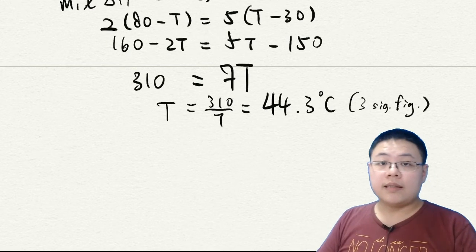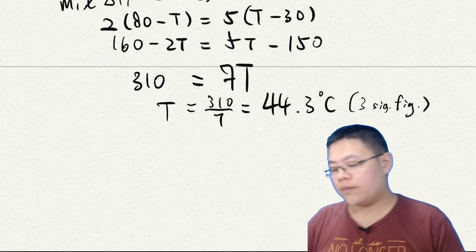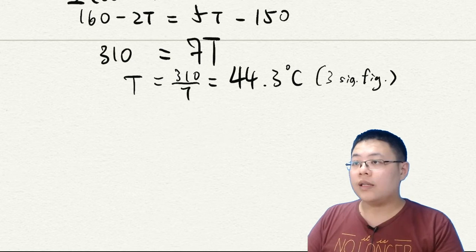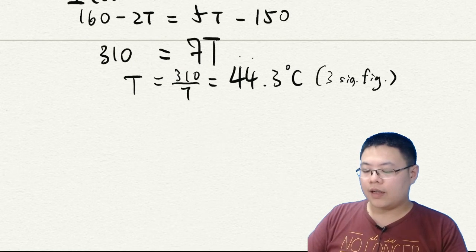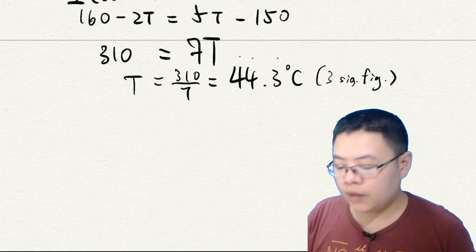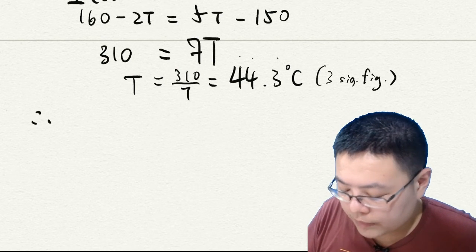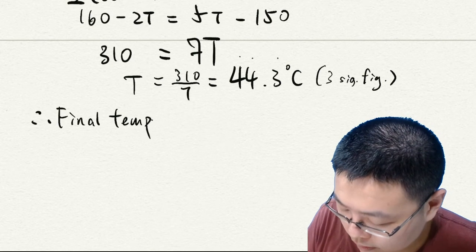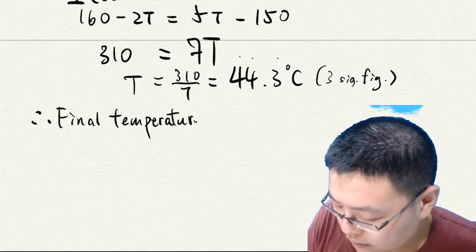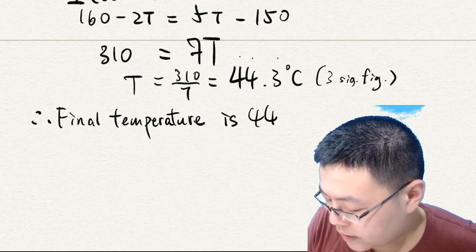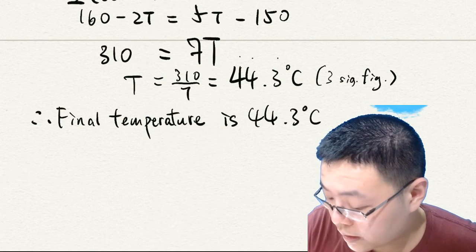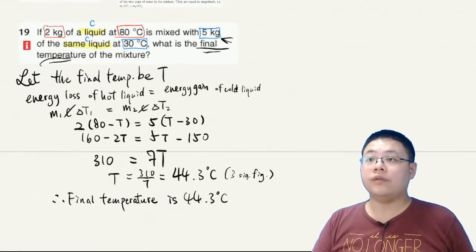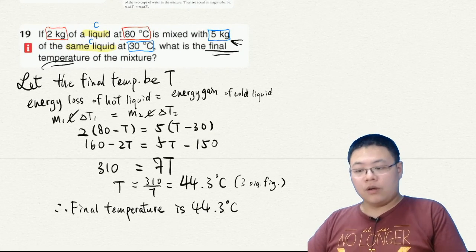If in a test or exam you are asked for an answer but you have many digits, then you should give 3 significant figures. Okay. Finally, to answer, the final temperature is 44.3 degrees Celsius. That is how you do this type of question.